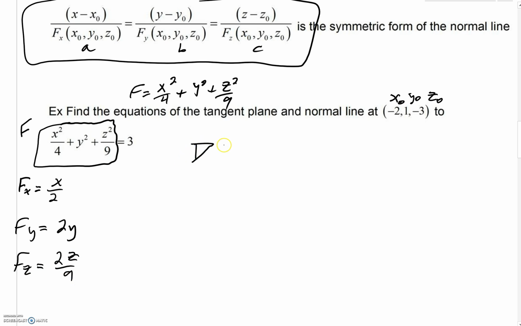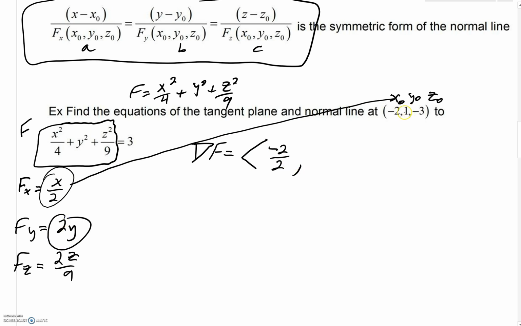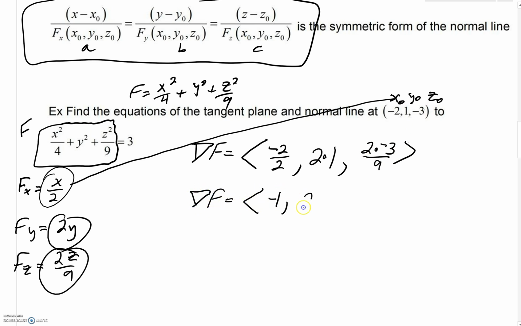And what's your gradient? Well, your x component, but plugging in this x naught. So we're going to get a negative 2 over 2. For our y component, we're going to have this, but we're going to plug in our y naught. And then for our z component, well, we've got 2z all over 9, but our z is going to be negative 3. So if we just were to clean this up real quickly, you could see we'd have negative 1, a 2, and a negative 2/3. This 3 cancels down here, doesn't it? This is your A, B, C.